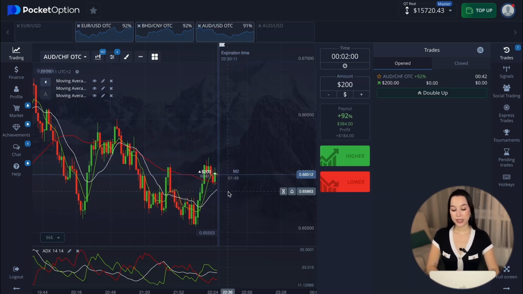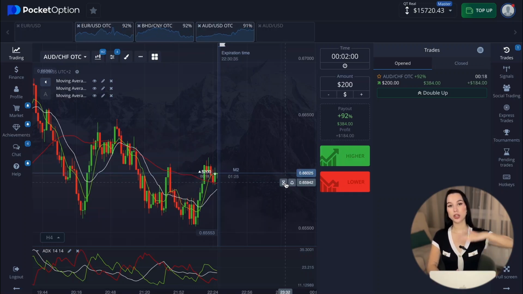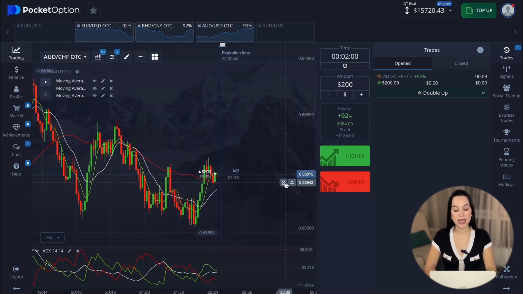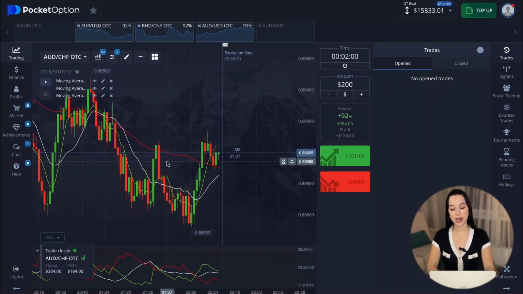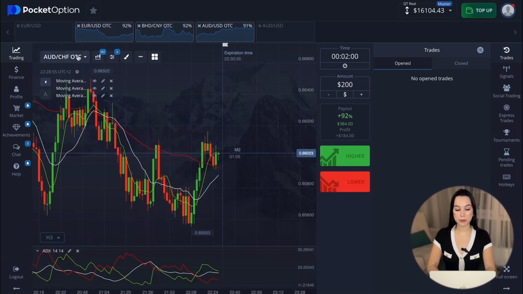Also, we need to look at the resistance and support levels here, because this is really important, because no indicator will show you a 100% signal. Even if all the indicators that you use, 2 or 3 indicators, are showing you to open a position up, for example, your chart may have just reached the resistance level and it will not break this level. Probably in like 80% of cases it will not break this level. So that's why you also need to look at the resistance and support levels, and I will show you, I think, in the next example. So yeah guys, we closed this position in profit.